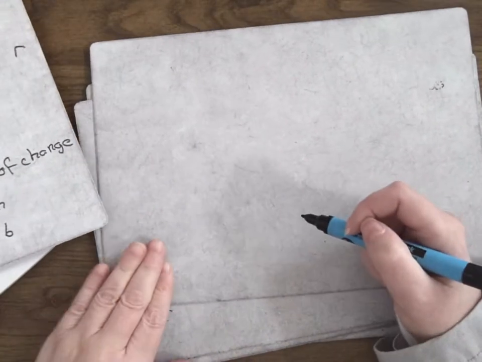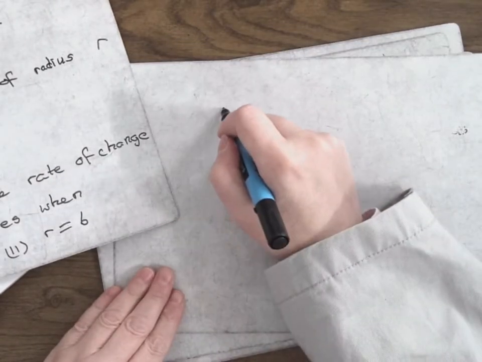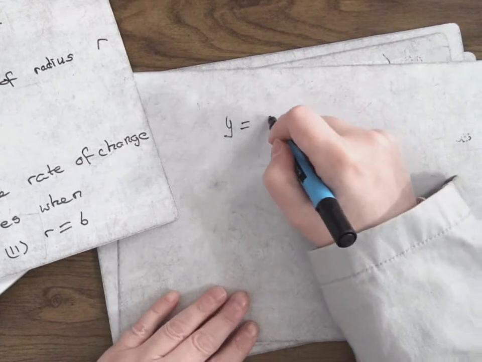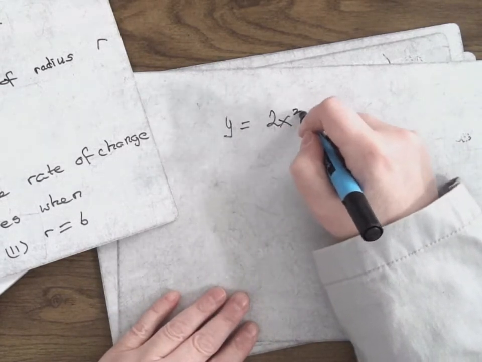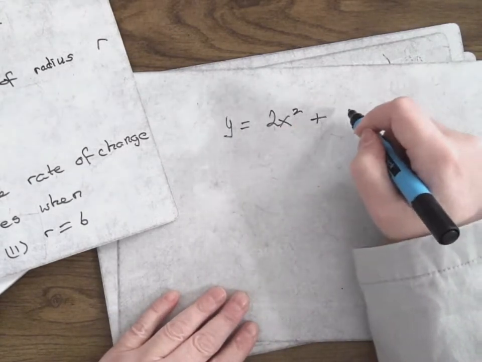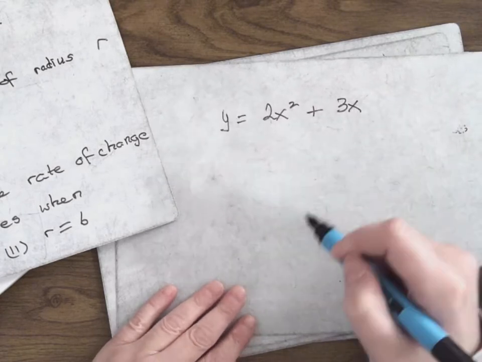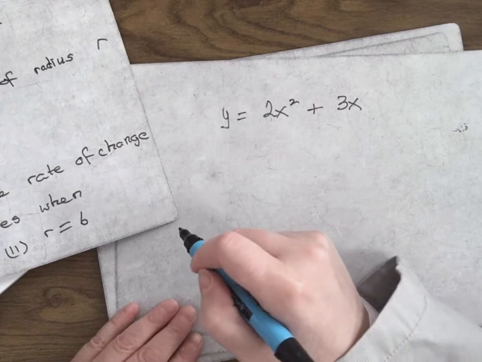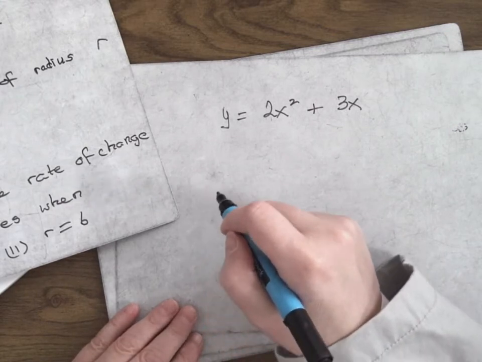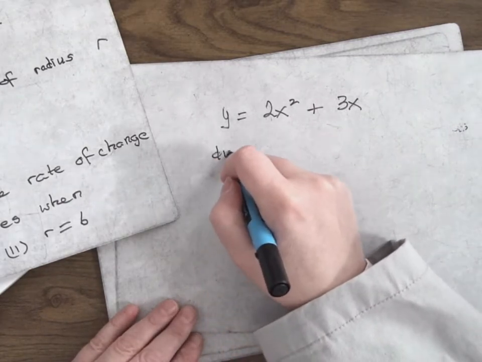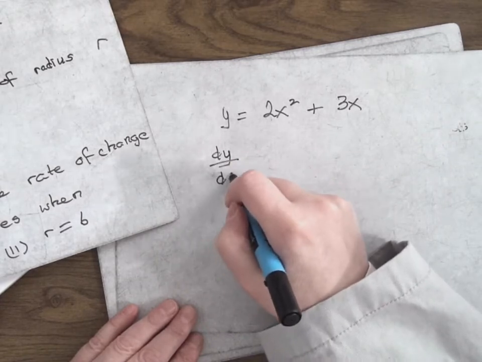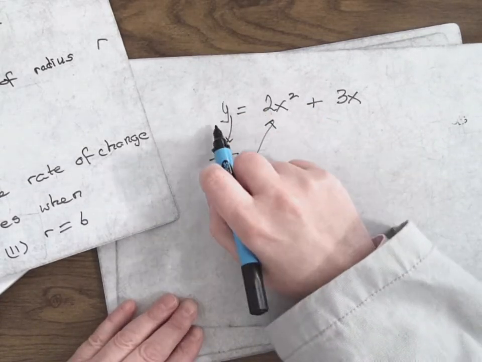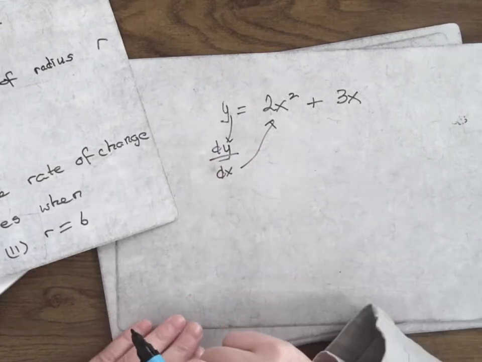Right. So, a while ago we would have... don't write this down now, this is me just explaining. A while ago I would have had something like this, and I would have said differentiate it. When you differentiate it, what do we call it? dy dx. Because you're differentiating y with respect to x, as in there's y on the left and x is on the right.